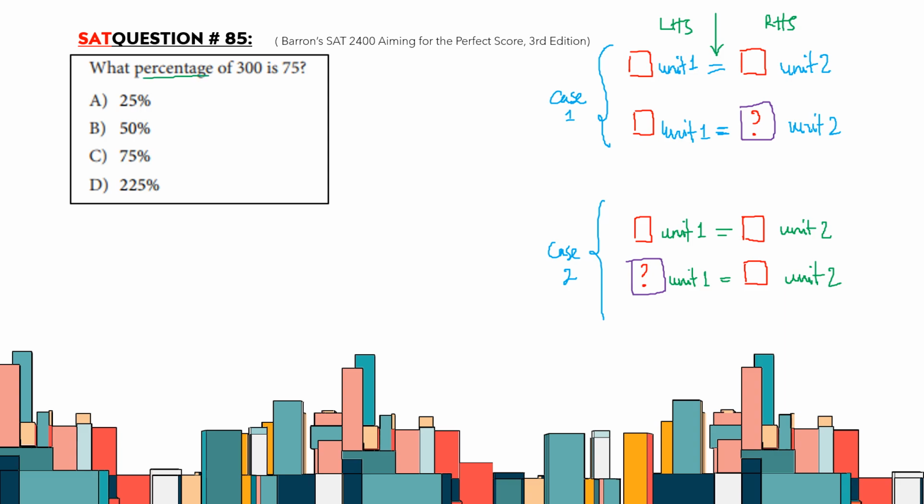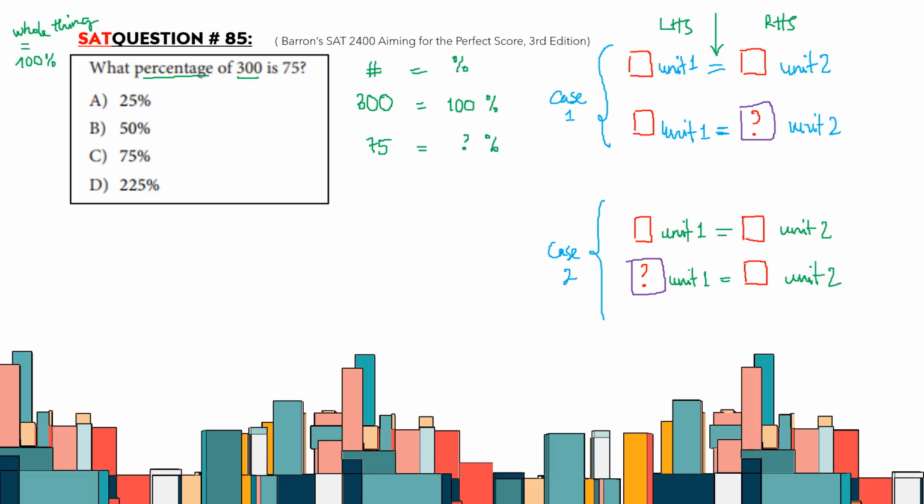When we're talking about percentage, remember we're always saying 100%. It represents the whole thing. So we have 300, that is the number, and it will be equal to a percentage. So 300 represents 100%. Now the question is, 75 is how many percent? What is the percentage of 75 out of 300?